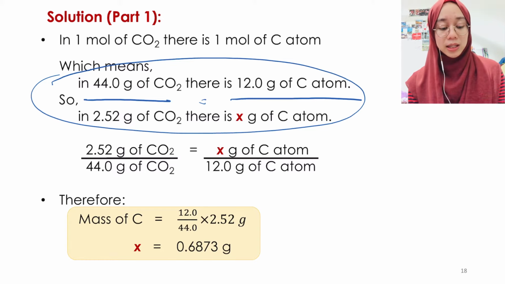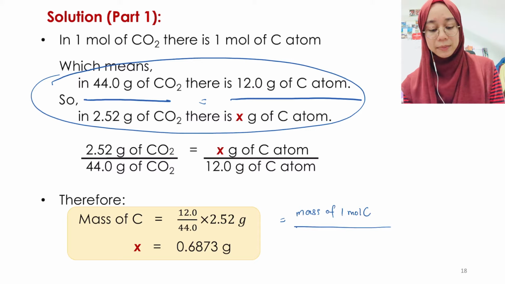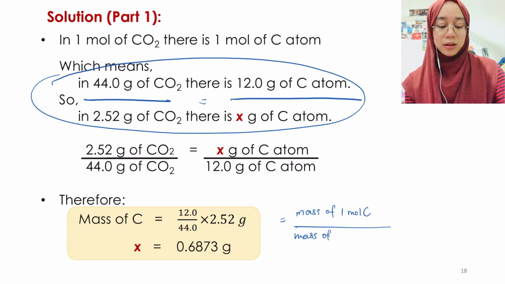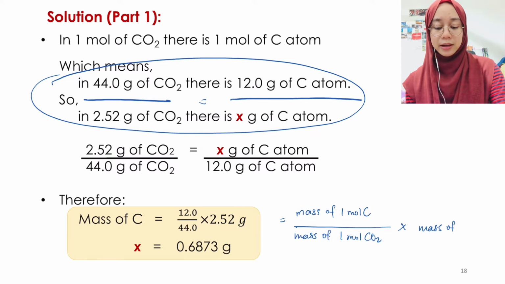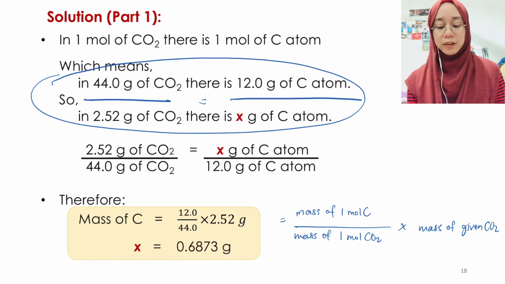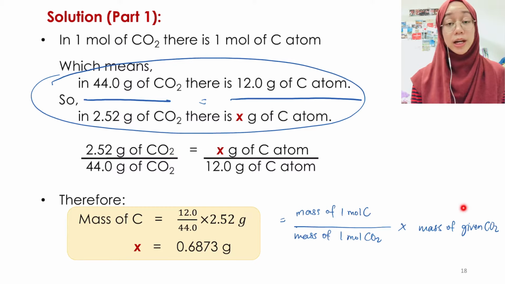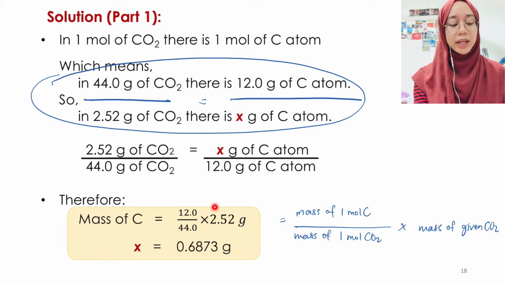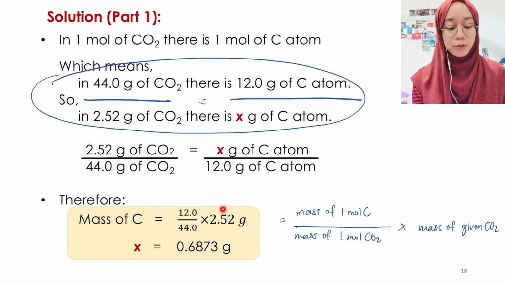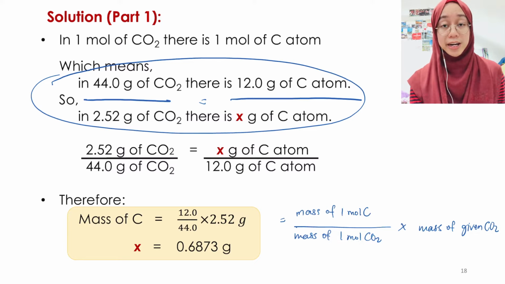carbon. Okay? So, basically the formula you use here to find the mass of carbon is mass of 1 mole carbon divided by mass of 1 mole CO2 multiplied by mass of given CO2. Given CO2 is based on the question given to you earlier, which is 2.52 gram from the question. Okay, and then you can look for the mass of carbon in this 2.52 gram. So of course, the mass of carbon is smaller than 2.52 gram. Okay, so this is to find the mass of carbon.